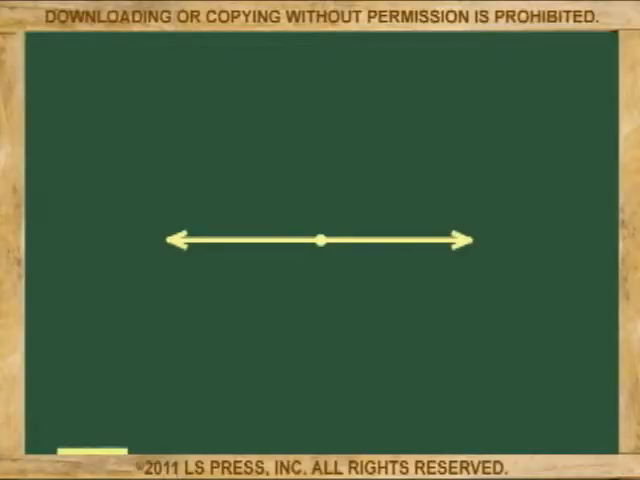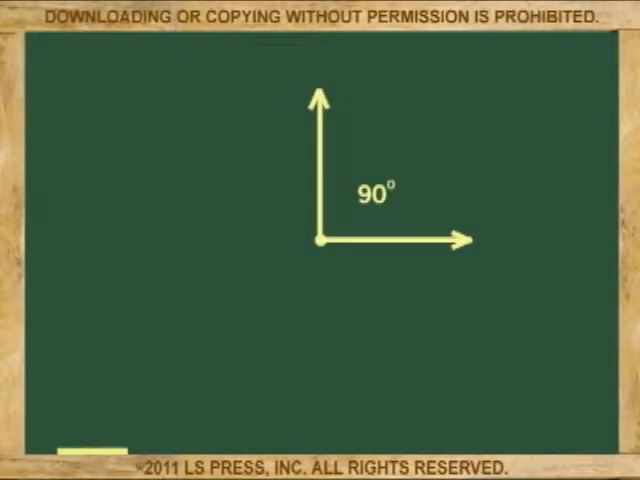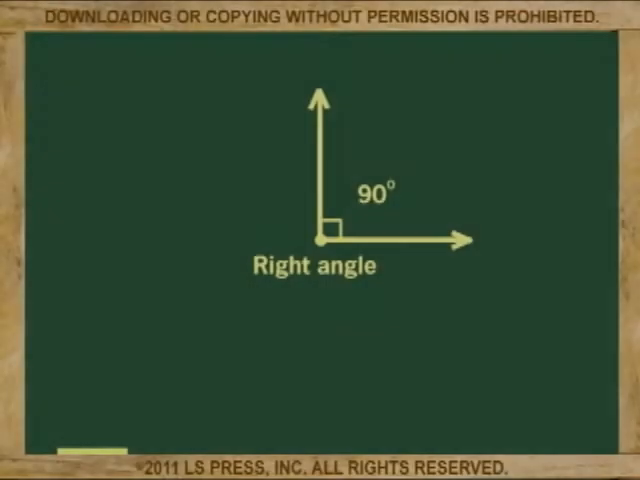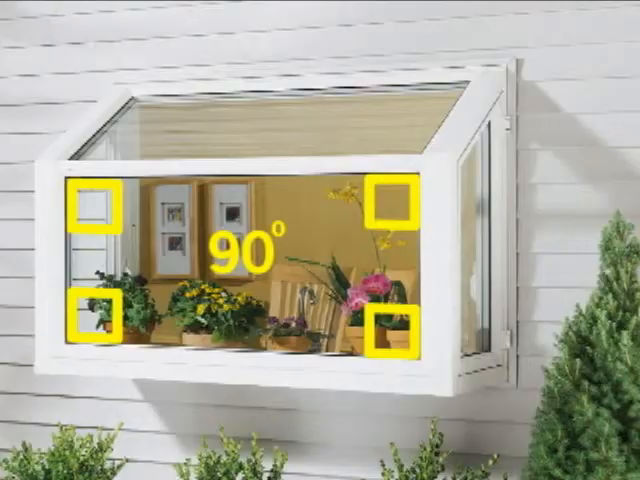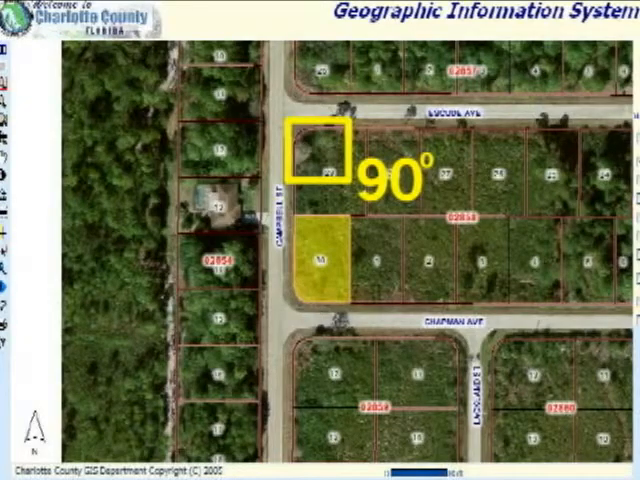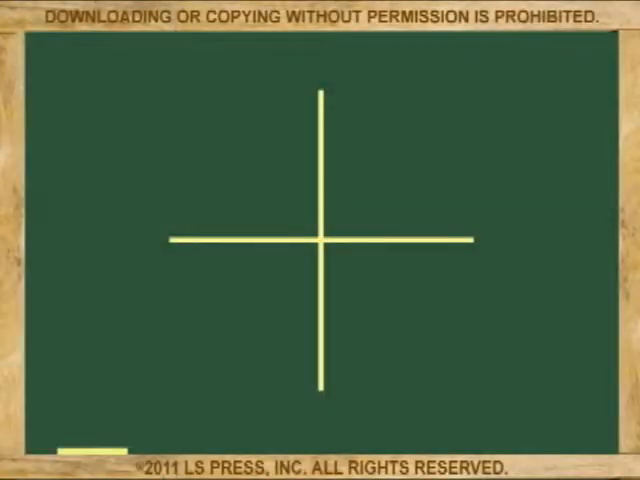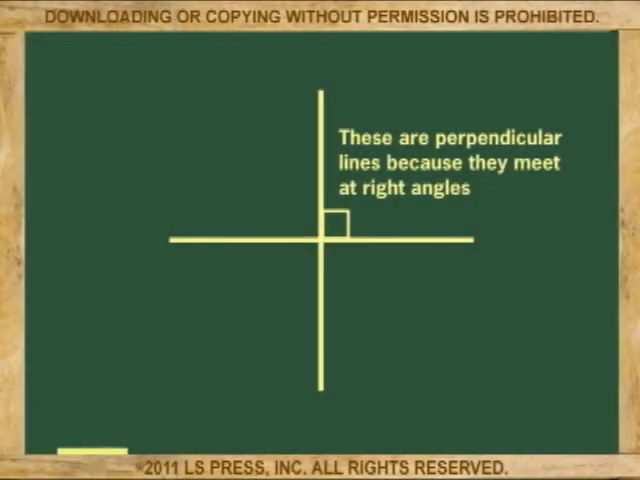Okay, if we now close the vertex of the angle to make the angle smaller, we close it until it is half the size of the straight angle. We get a 90-degree angle. 90-degree angles are called right angles, which conforms with a typical square corner you find everywhere, like in rooms, windows, and sidewalks. Now, lines or segments that meet at right angles are said to be perpendicular to each other.